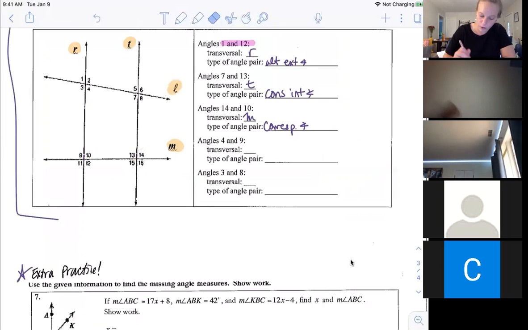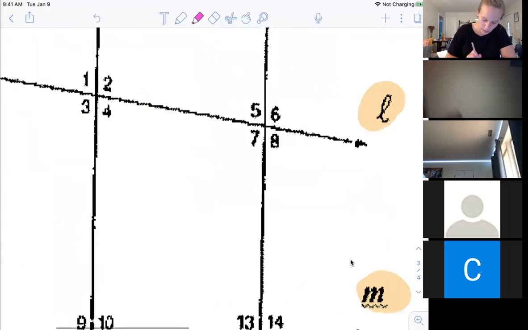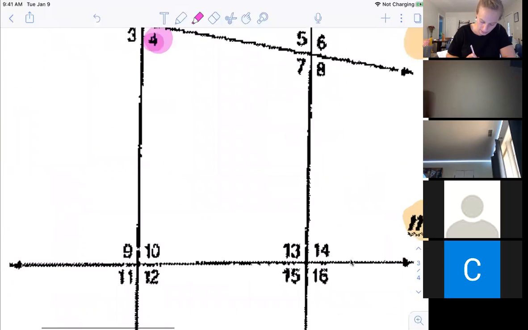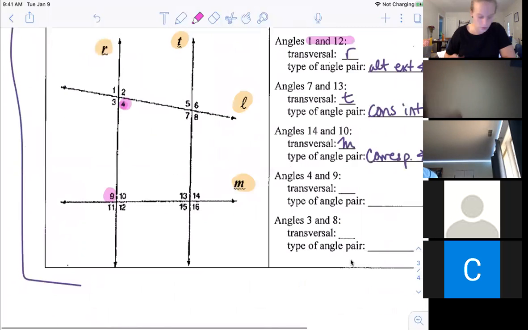Now I'm looking at 4 and 9. What's my transversal? Who can help me?